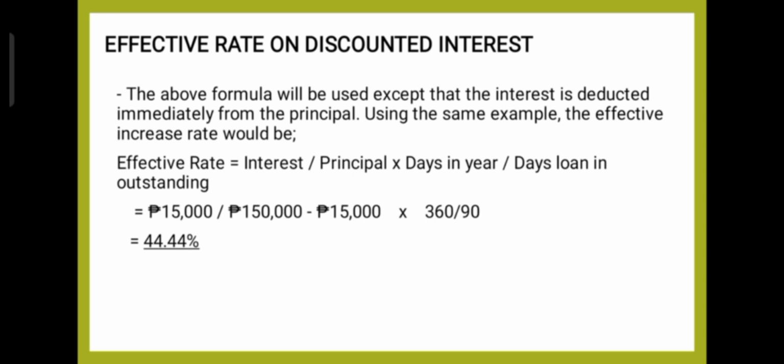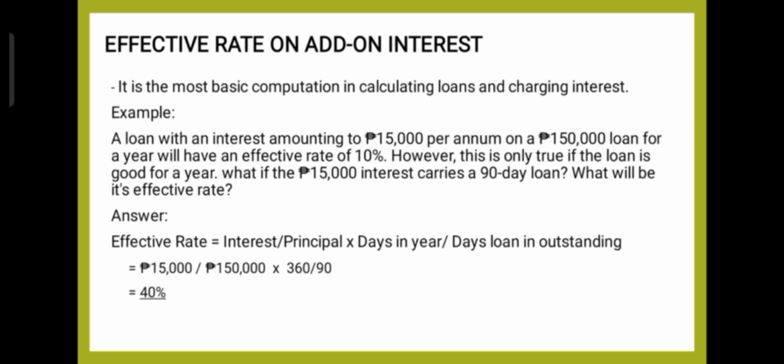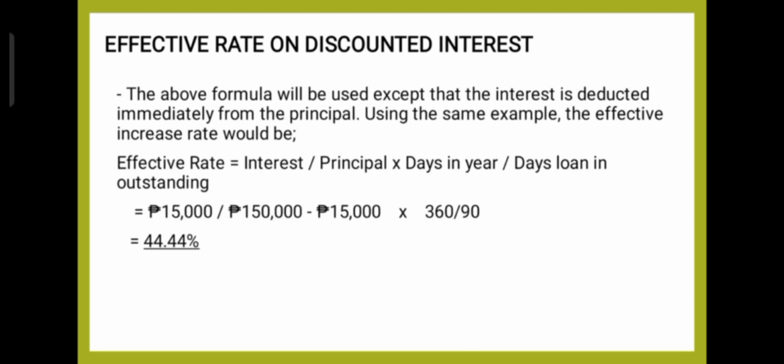Next naman is the effective rate on discounted interest. So, yung formula na ginamit natin sa effective rate on add-on interest ay yun pa rin yung gagamitin. Ang pinagkaiba lang is yung interest is isusubtract kagad sa principal. So, using the same example, the effective rate would be the same formula, which is effective rate equals interest over principal times days in year over days in loan outstanding.